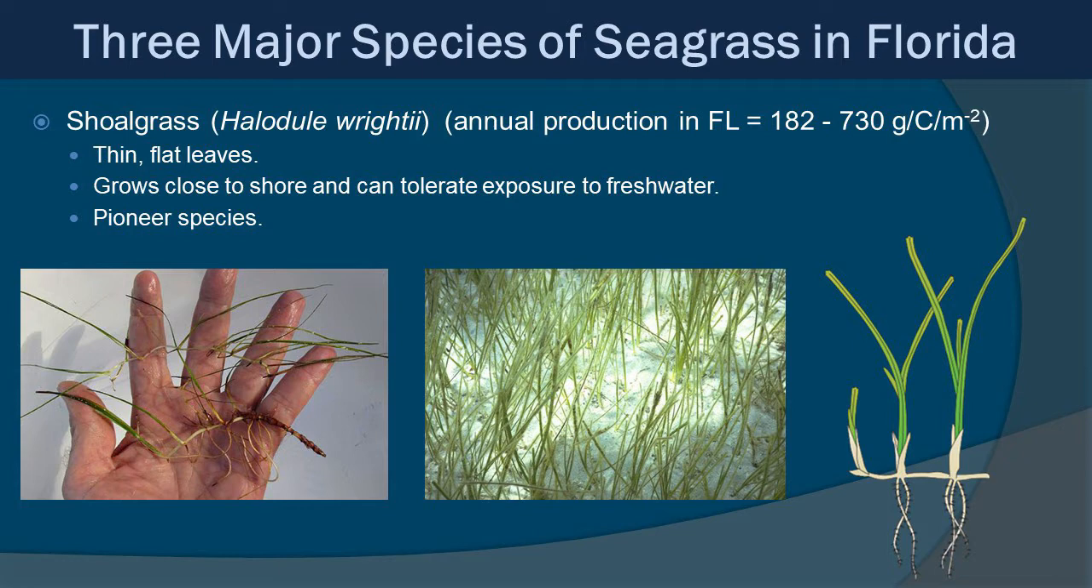The first of these is Halodule wrightii, also known as shoalgrass. Now, Halodule wrightii would be your genus and species name, your binomial nomenclature, and they're really important. They have an annual production in Florida of about 182 to 730 grams of carbon per meter squared per year. Now, their features, they are very thin, flat leaves, and they tend to grow close to shorelines. And there's a reason for that because they tend to be the seagrass that can tolerate exposure to fresh water and even some exposure to air from time to time with low tides. They are a pioneer species that sort of make inroads into new areas.